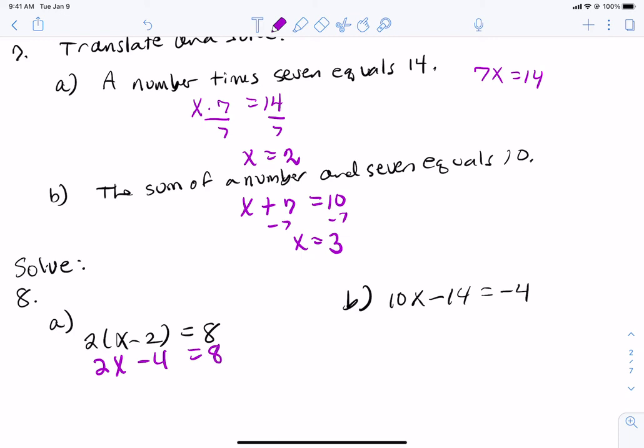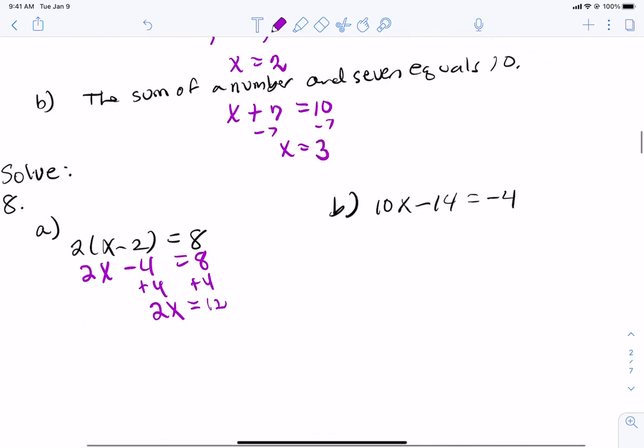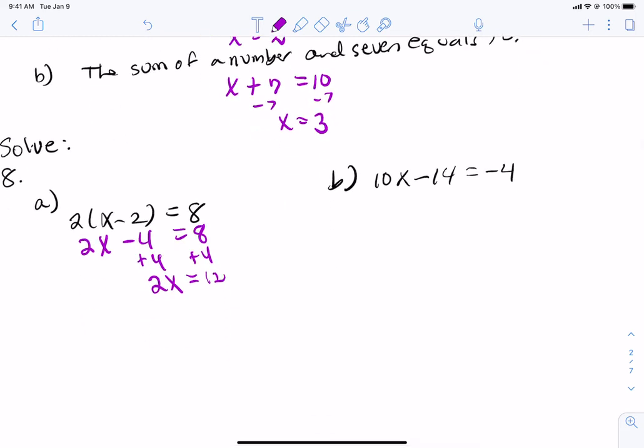Now, what's the next step we're going to take to solve that equation? We're going to get rid of that 4. We're going to add 4 to both sides. We're going to get 2x equals 12. And then how are we going to get rid of the 2? You got it. Divide by 2.